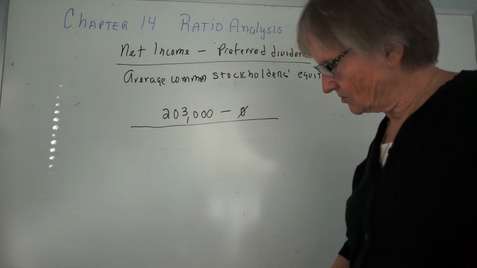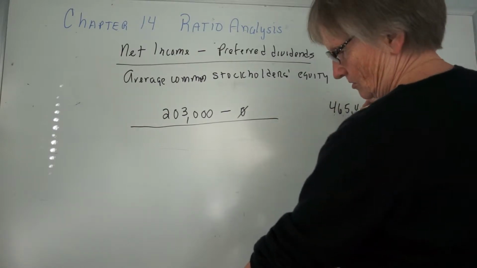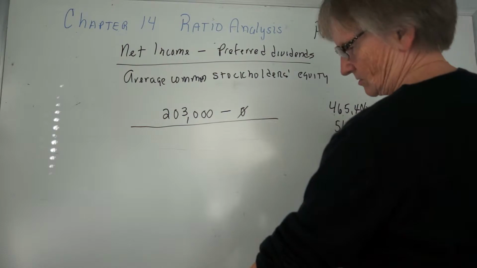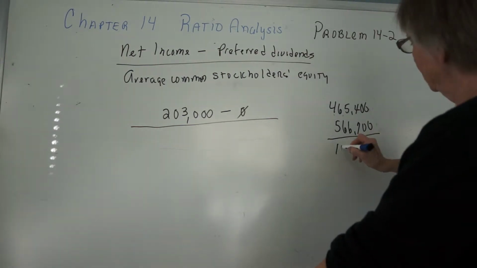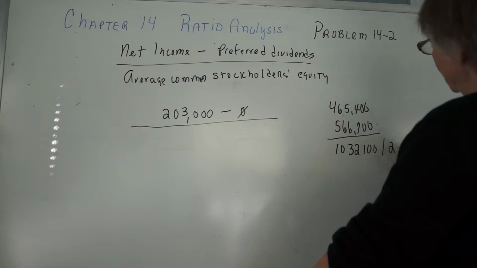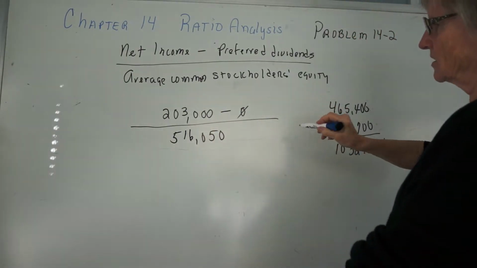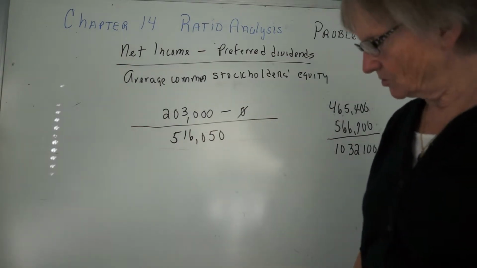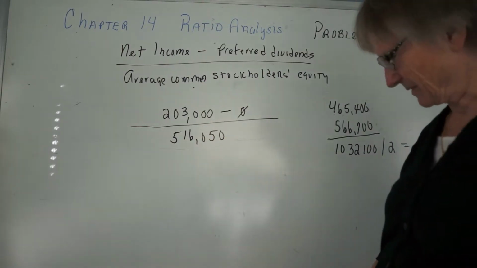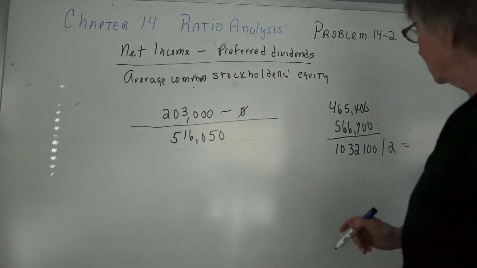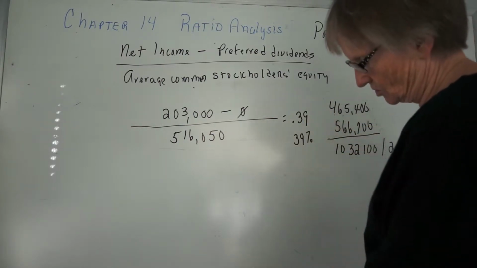So we have total stockholders' equity for 2014 of 465.4, and then we've got 566,700 for 2015. We would add those two together, we get the 103,100, divide by 2, and that would give us the 516,050. So beginning balance plus ending balance divided by 2. The only thing that could trick you up here would be if there were preferred stock. That would have to be excluded because it's common stockholders' equity. All right? And I don't think any of the problems do that. So when you do this out, you would get 0.39 or 39% as your solution here.